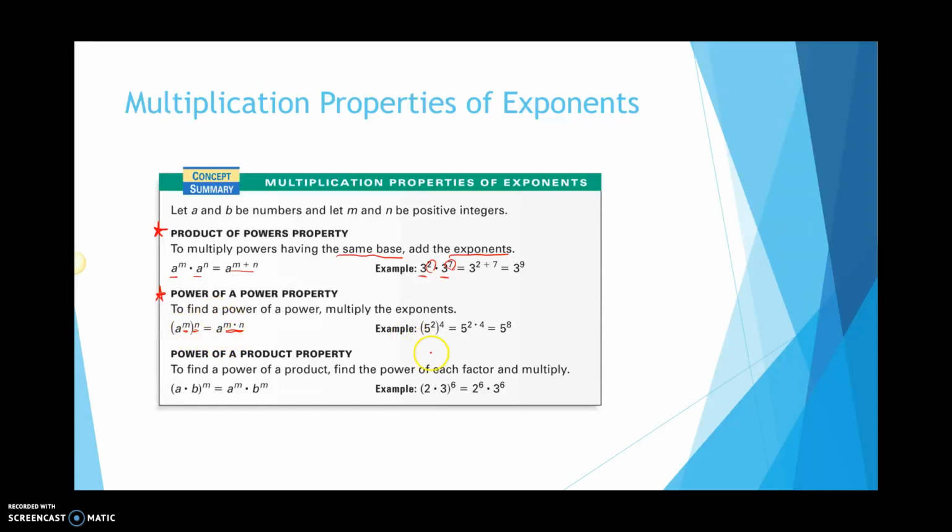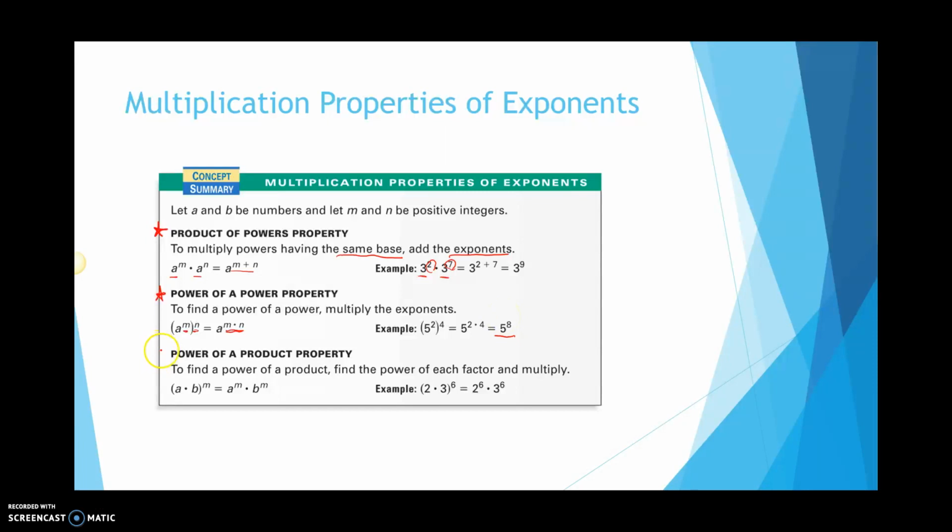When we're given numbers, for instance, here we have 5 squared in the parentheses and outside, raised to the fourth power. So we're going to multiply 2 times 4 to get 8. That's going to be 5 to the 8th power.